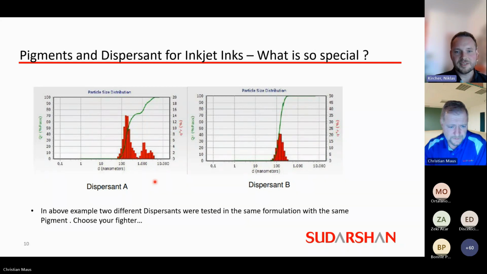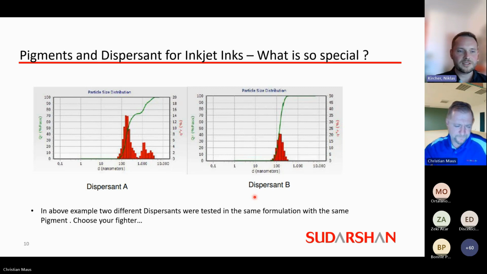A better example is on the right-hand side. There we see a monomodal dispersion, which is somewhere in the inkjet compatible range, around 100 to 200 nanometers. And you have to imagine it's the same pigment, exactly the same pigment. It's the same grinding time, only the dispersant is different. At the end, that means that you can also optimize your grinding time or save grinding energy when you choose the right pigment dispersant combination.